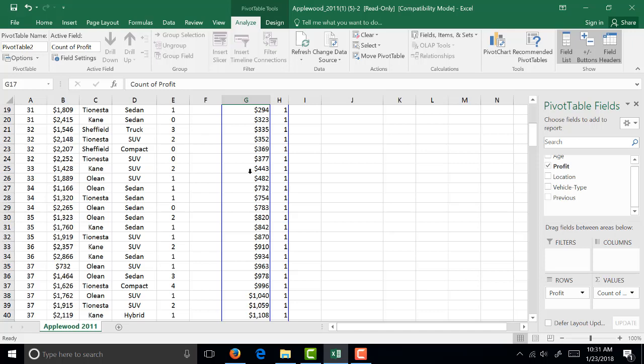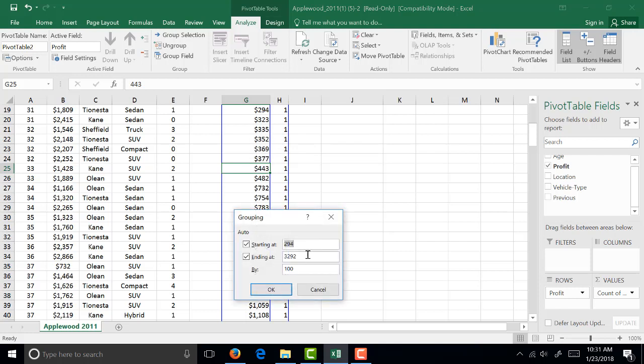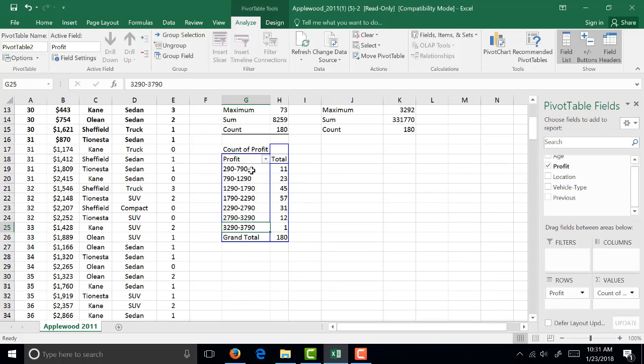I'm not going to go through it, I already showed you how to group this. Just for purposes' sake, I'm going to go ahead and group it. I'm going to start at 290, and I'm going to group it by, we'll say 500, and we'll see what happens to our data there. So we have 1, 2, 3, 4, 5, 6, so we have seven classes here.